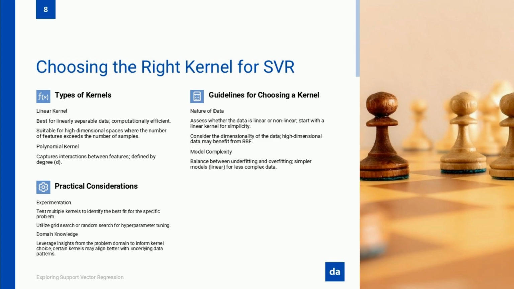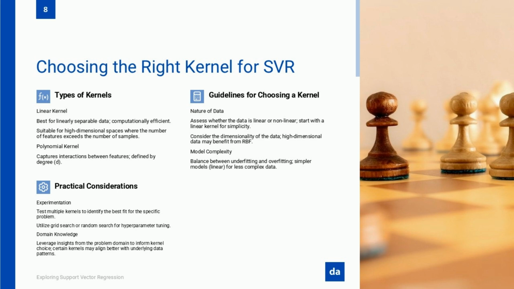In such cases, the polynomial kernel can be a better choice. It allows the model to capture interactions between features by mapping them into higher dimensional space. The degree of the polynomial needs to be carefully chosen. Higher degree polynomials can model complex relationships, but can also lead to overfitting.